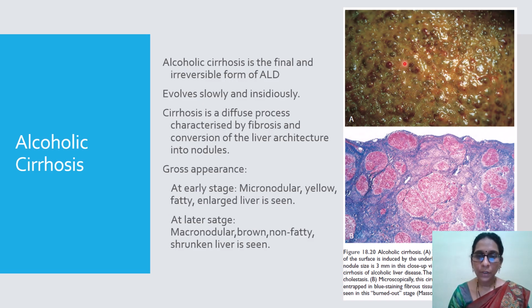And the gross appearance of a cirrhotic liver: in early stage it would be micronodular, yellow, fatty, with mild enlargement of the liver. Whereas in later stages it would have macronodules more than 3 millimeters, it will be brown, and it will be a shrunken liver.